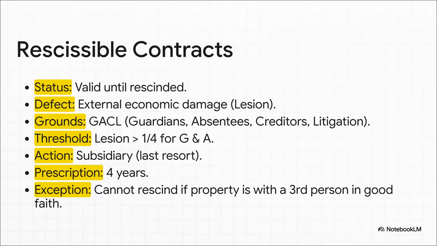Status, valid until rescinded. Defect, external economic damage, also known as lesion. Key grounds, GACL. The damage threshold, more than 1/4 for G and A. Nature of the action, it's subsidiary, a last resort. The time limit, 4 years. And remember the key exception. You can't rescind if the property is already with a third person who got it in good faith. This is everything you need.